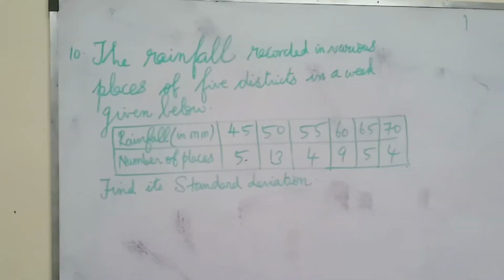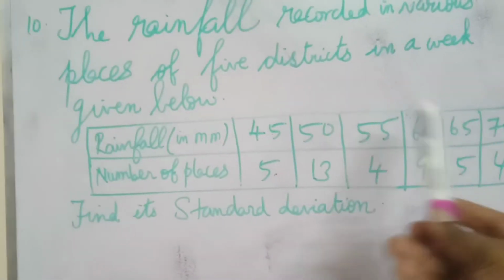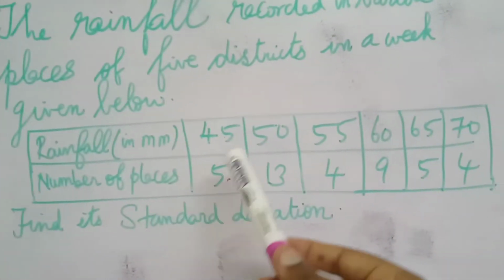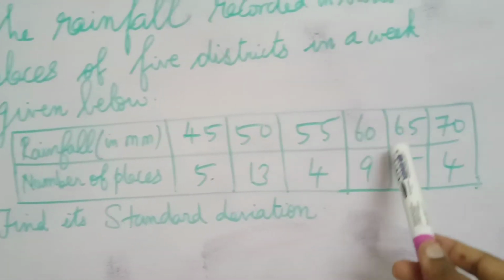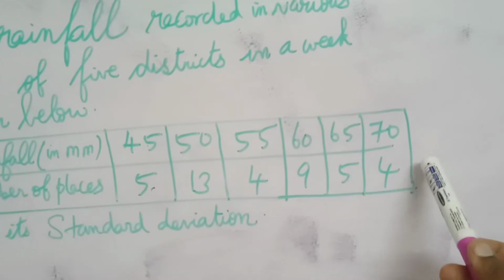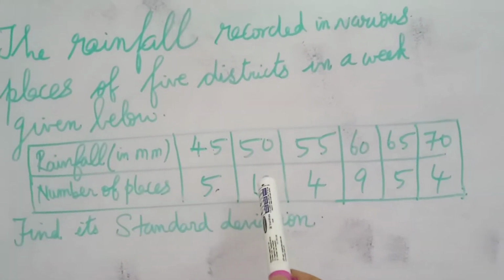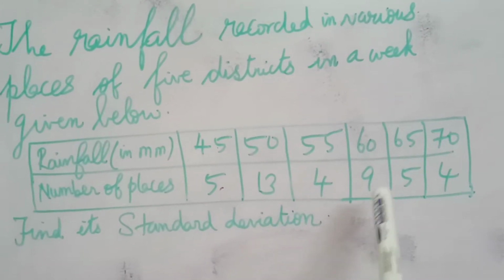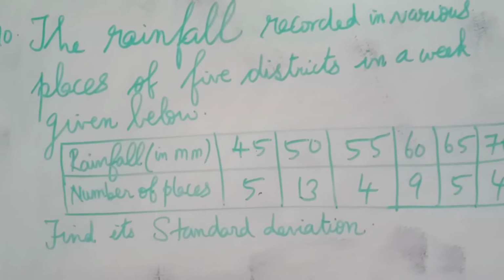10th problem. The rainfall recorded in various places of 5 districts in a week is given below. Rainfall is 45, 50, 55, 60, 65, 70. Number of places 5, 13, 4, 9, 5, 4. So find its standard deviation.